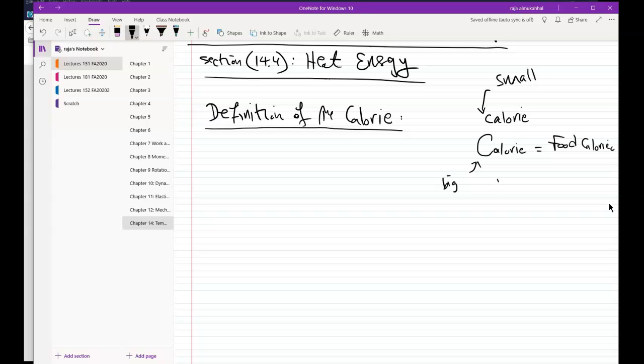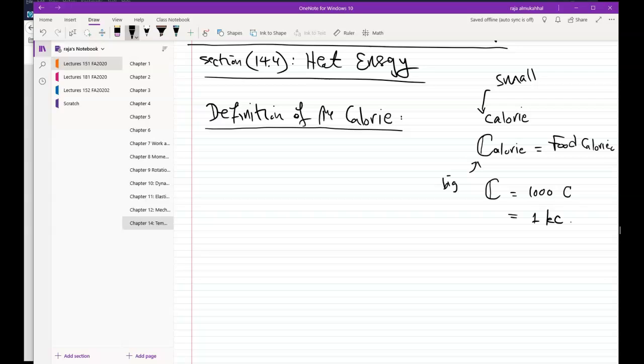And the food calorie, this big C, let me put a line there to indicate it's a big C. So this 1 Calorie, food calorie, is equal to 1,000 energy calories, the small c. You see what I'm saying? That would be one way to convert them. In other words, the food calorie, big C, is equal to 1 kilocalorie. Kilo for 1,000.